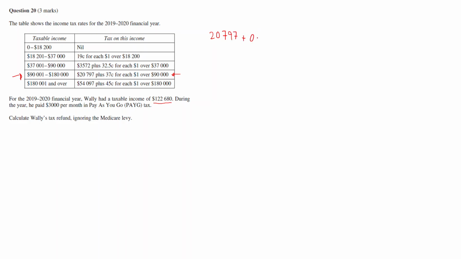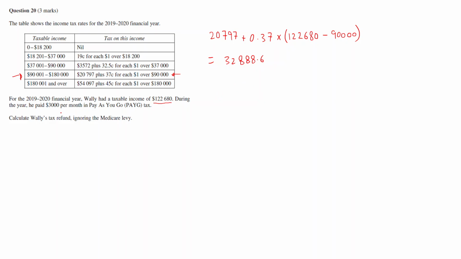plus 0.37 multiplied by every dollar above 90,000. So we need to calculate the number of dollars above 90,000, which is total income 122,680, and you remove 90,000. So that would give you the total income that is above 90,000, right? So your total tax, if you solve this, you will get your total tax, which would be 32,888.6. So that's the total tax for Wally.